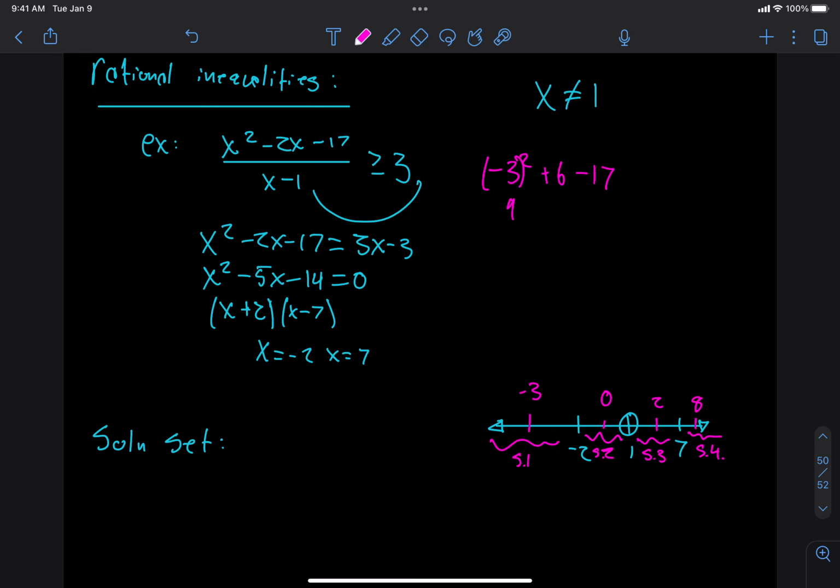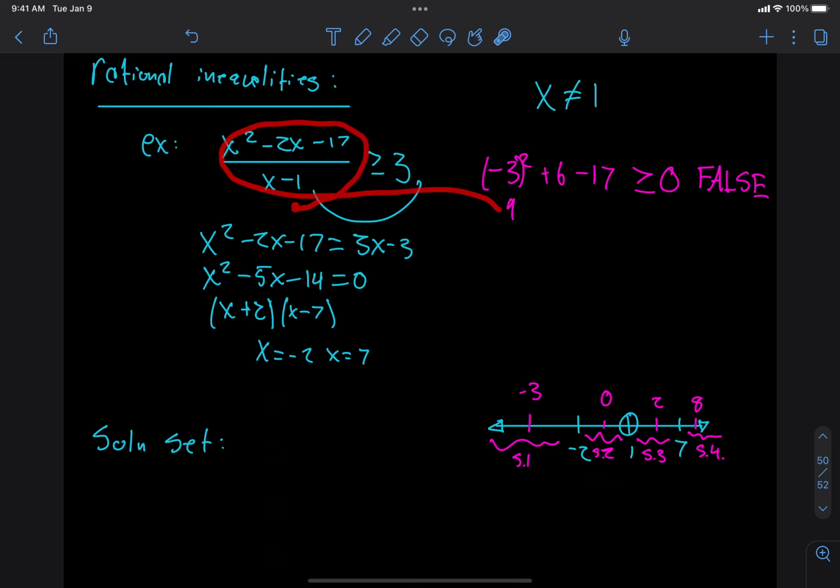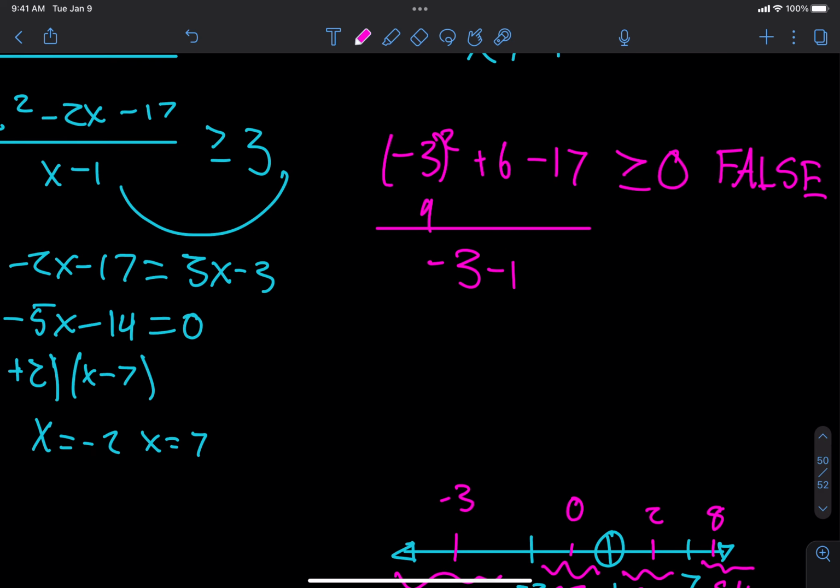Okay, so we get 15 minus 17. Is it larger than or equal to 0? No. So we only plug it into the top? To this guy, is that what you're talking about? Yes. I'm sorry, no, we need to plug in the denominator too. Of course, if we plug in the denominator, what do we get? Negative 3 minus 1. So in the end, we get a negative number on the top, which is negative 2 divided by negative 4, which is 1/2, which is larger than or equal to 0.